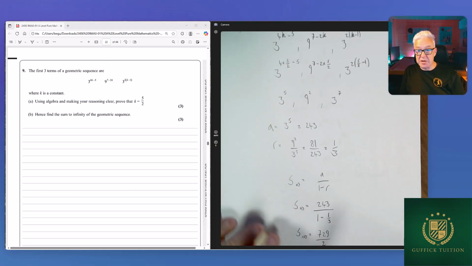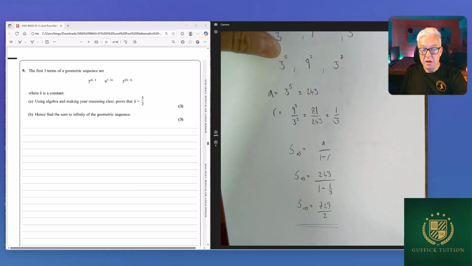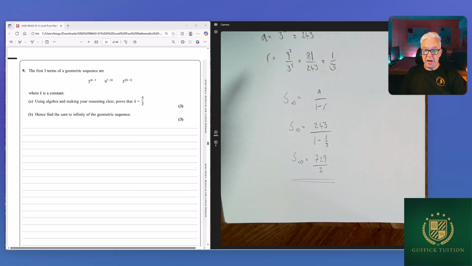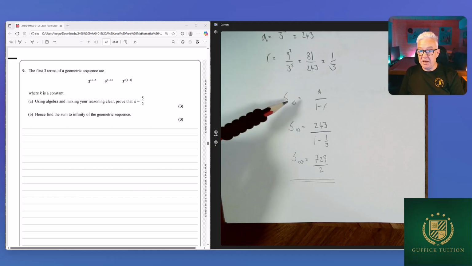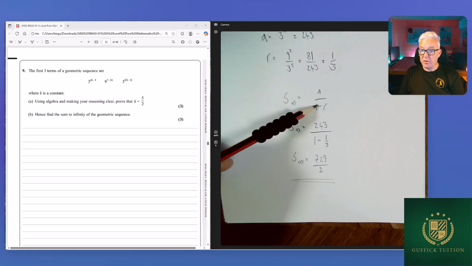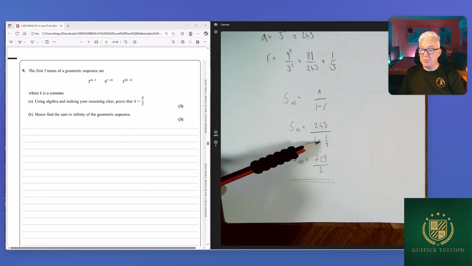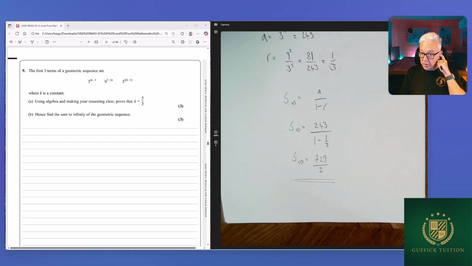So we're now in a position to find our sum to infinity because we know our first term and our common ratio. So therefore, our sum to infinity is, in fact, a over 1 minus r, so 243 over 1 minus 1/3. And that is 729 over 2. And that is the answer to that one.